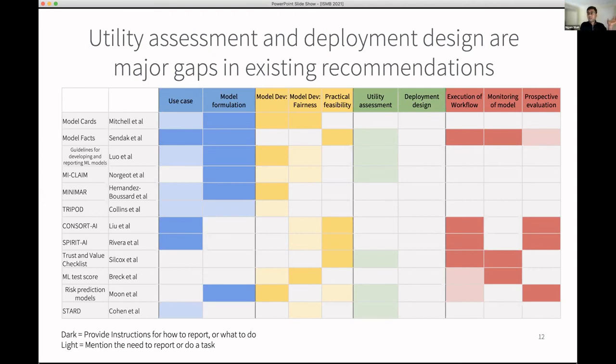One thing is obvious. As a community, we don't pay much attention to utility assessment and deployment design. There's decent information on what you shall report for prospective evaluation, decent information on how to define the model, and reasonable information for model development. But you can see there are large gaps. And there's no recommendation, no road that covers everything soup to nuts, which is also kind of interesting. So there are major gaps in the existing recommendations, both horizontally and vertically.